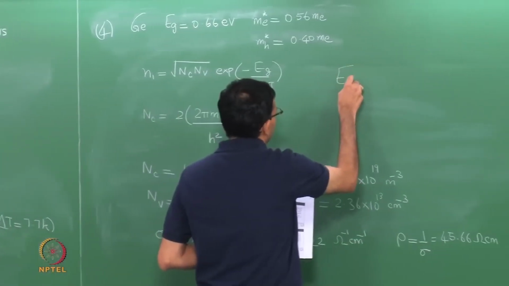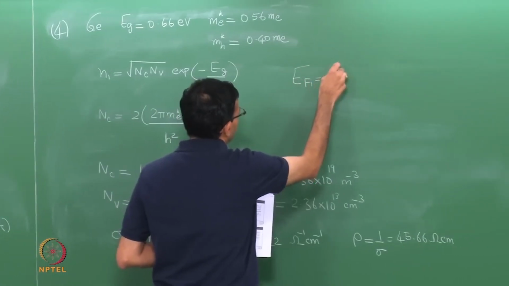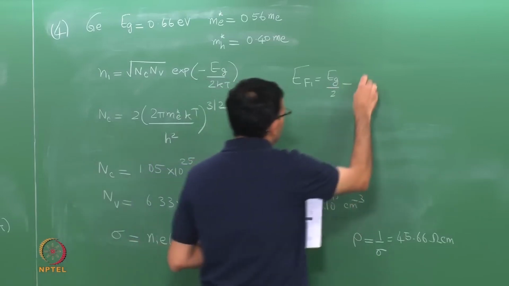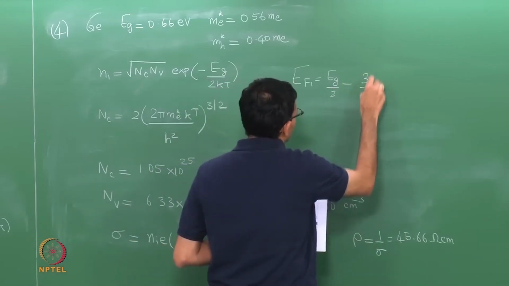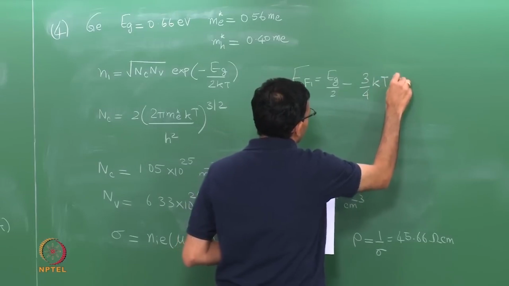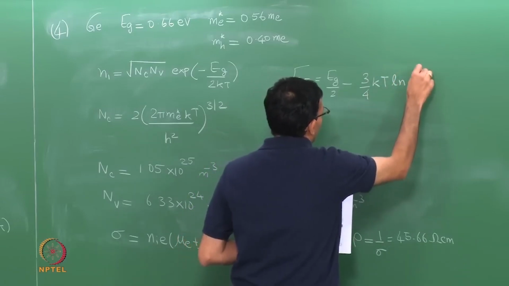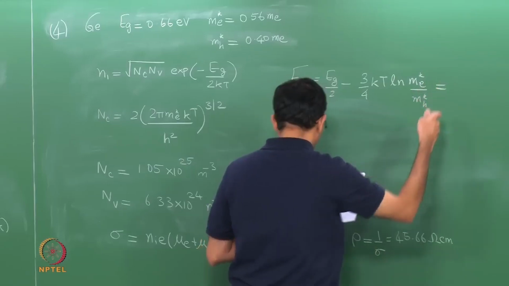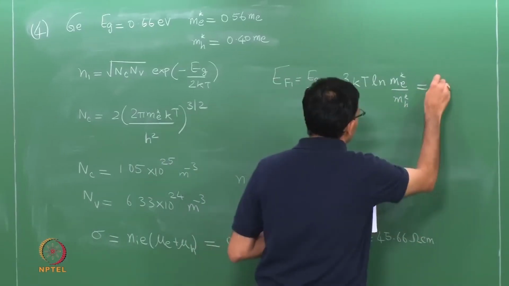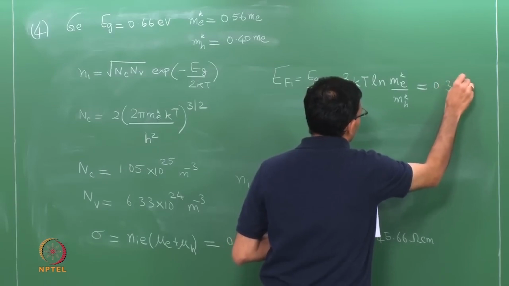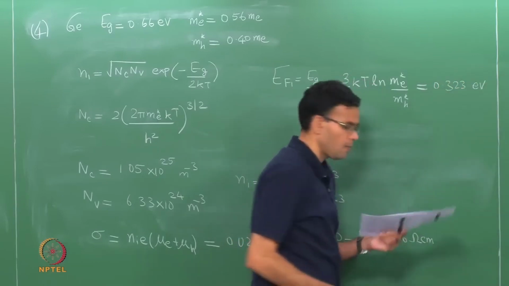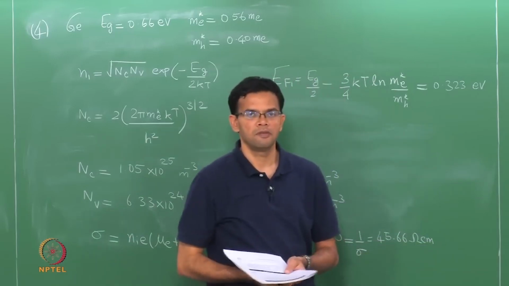So, that is again an application of the formula. EFi is Eg over 2 minus 3/4 kT ln of Me star over Mh star. So, this again is very close, but it is not exactly at the center of the band gap. So, let us now look at problem 5.